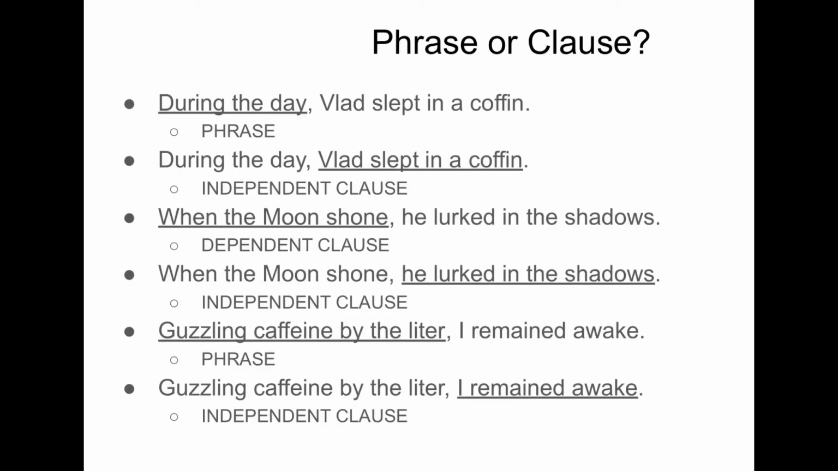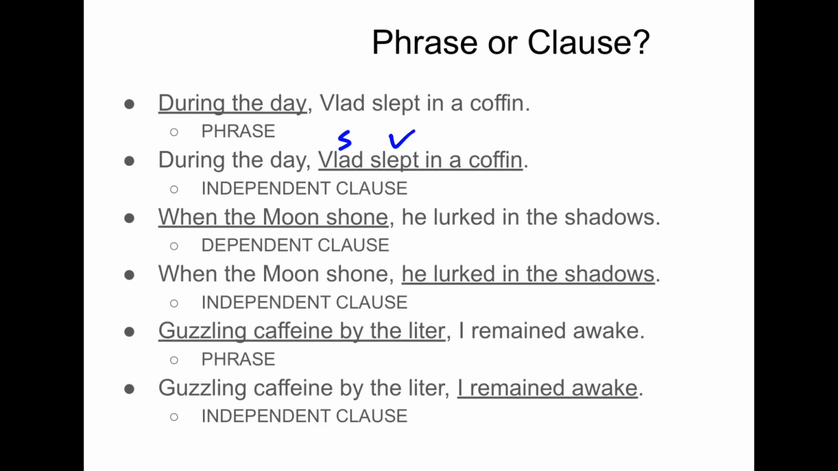So let's go through a few examples. During the day. That's just a phrase. We have a preposition and an object. So we do have a noun there, but there's no subject or verb. Vlad slept in a coffin. That's an independent clause. We have a subject and a verb.